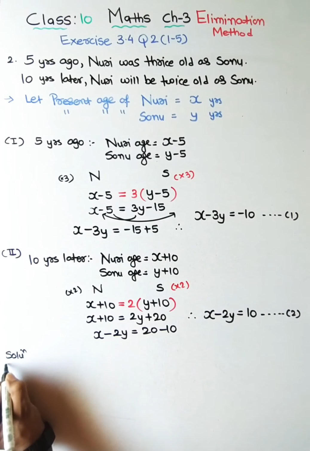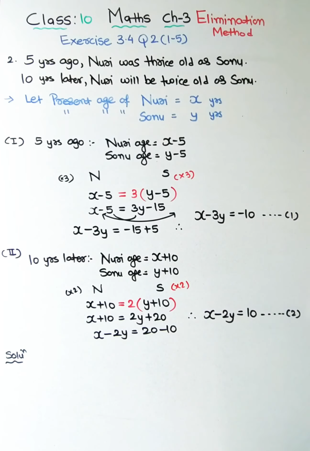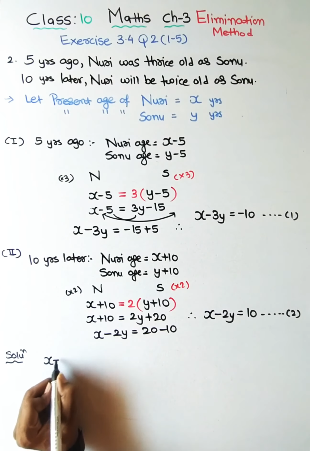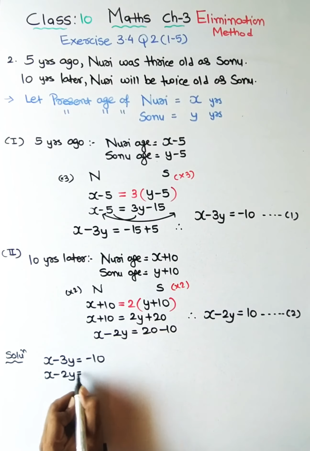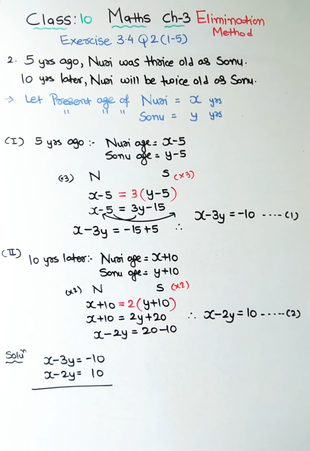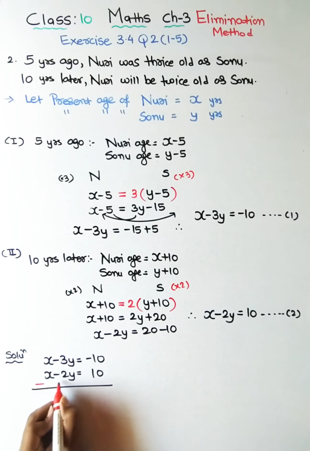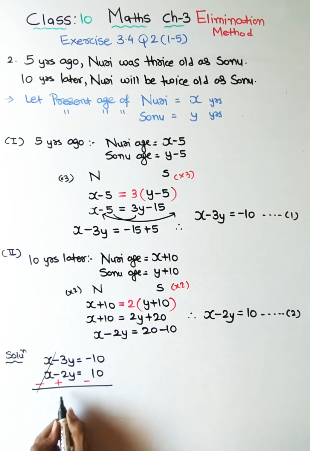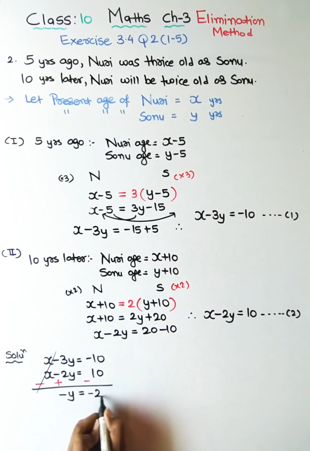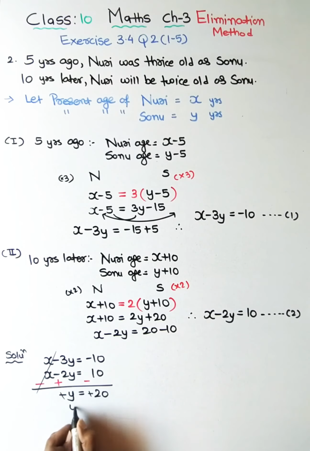So the solution here will be very easy, as for x and x we have the same coefficient. So we will put x minus 3y equals minus 10 and x minus 2y equals 10. The only thing which we have to do is to change the sign. So minus, plus, minus. So x and x are eliminated. Minus 3y plus 2y gives only y, that is minus y, and minus 10 minus 10 is minus 20. So if you cancel the negative, y equals 20, and this is nothing but years.